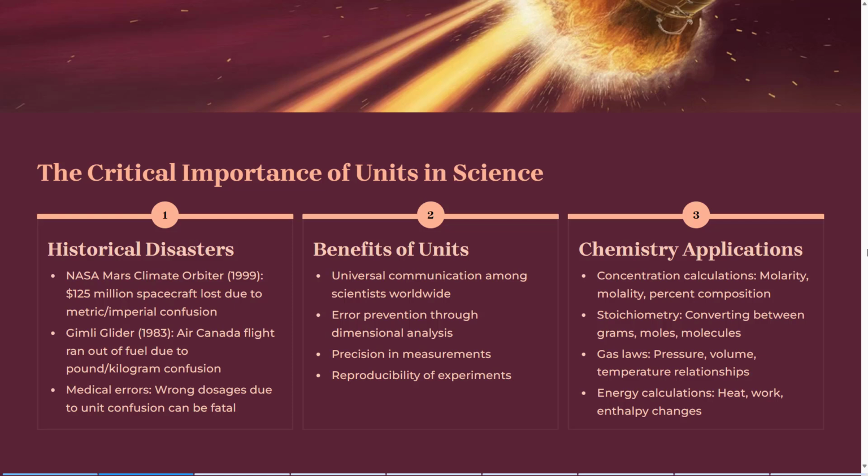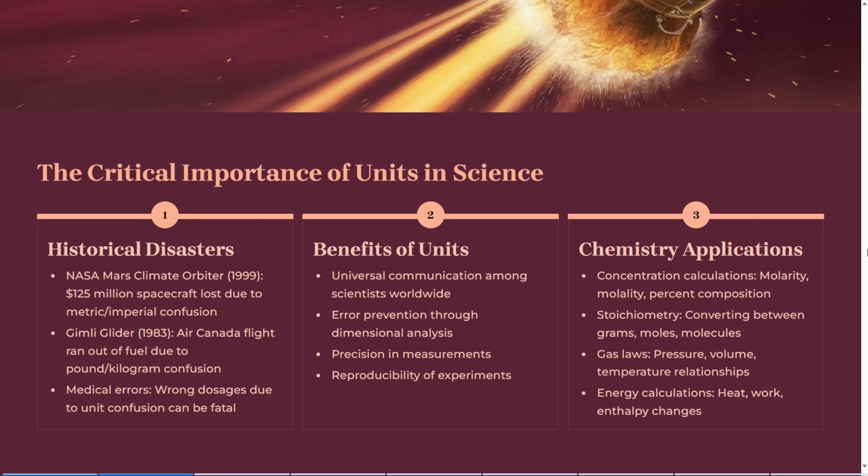Units aren't just arbitrary labels. They are the foundation of scientific communication. The NASA Mars Orbiter disaster I mentioned happened because one team used metric units while another used imperial units. The result? A $250 million mistake. But it's not just space missions.